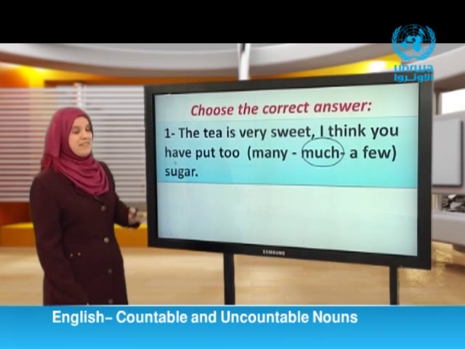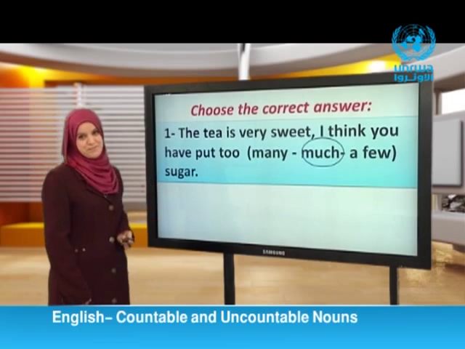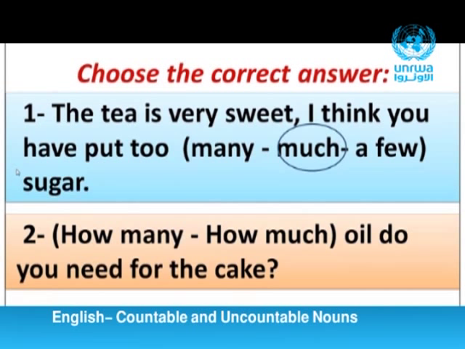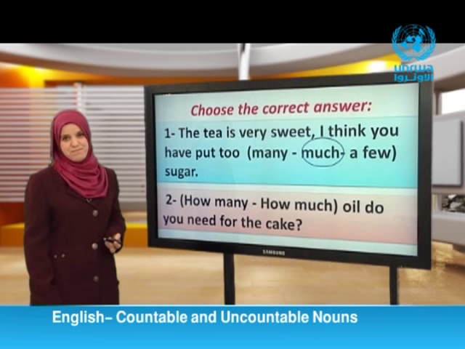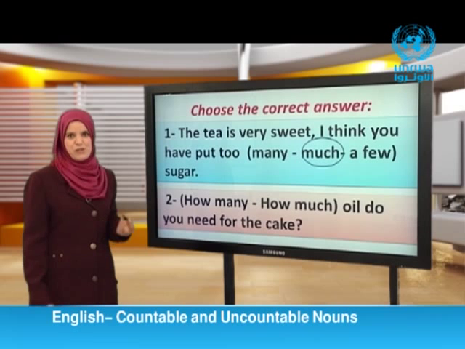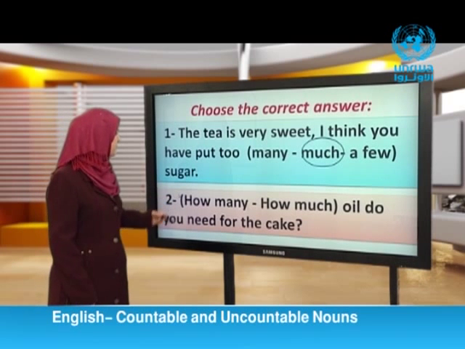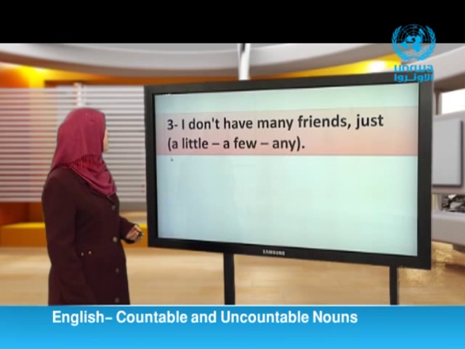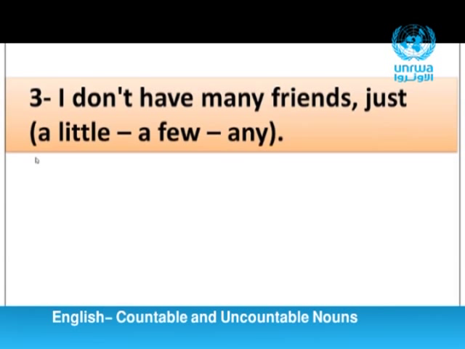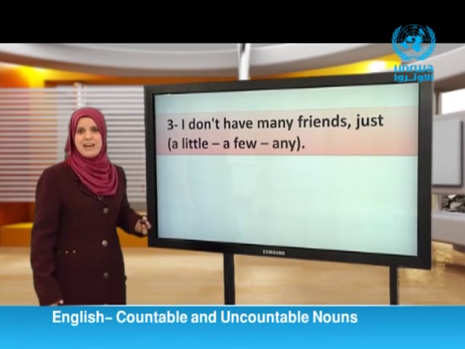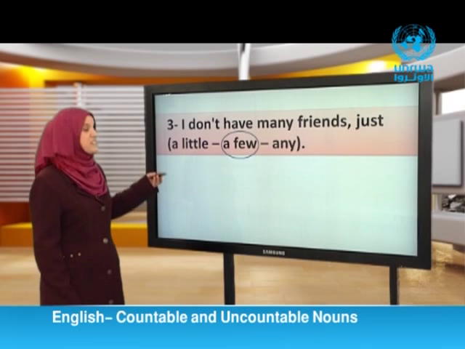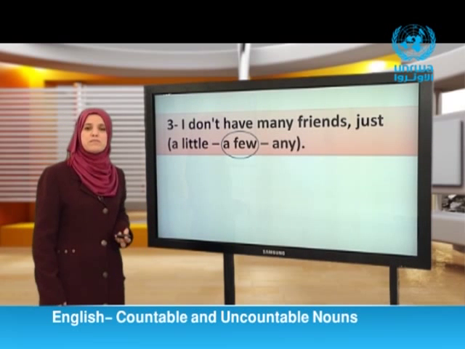The tea is very sweet. I think you have bought too much sugar. We use much with uncountable nouns. How many or how much oil do you need for the cake? Oil is uncountable. So what is the answer? Good. How much oil do you need for the cake? Number 3. I don't have many friends, just a little, just a few, or just any. What is the right answer? Good. I don't have many friends, just a few, because we can count friends.